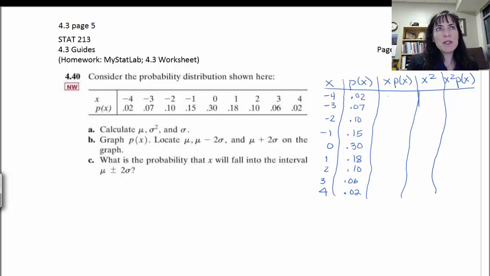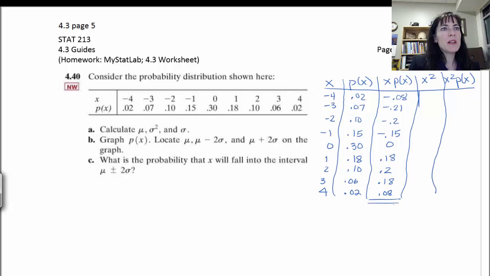-4 times 0.02, so it's going to be -0.08, and so on. So I'm going to multiply -0.21, -0.2, -0.15, 0, 0.18, 0.2, still multiplying, 3 times 0.06, 0.18, and then 0.08.